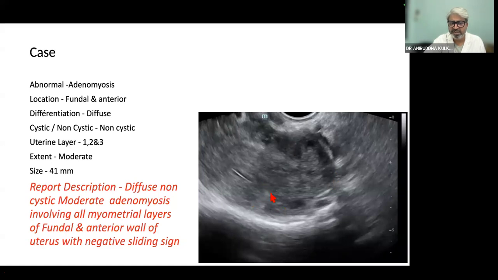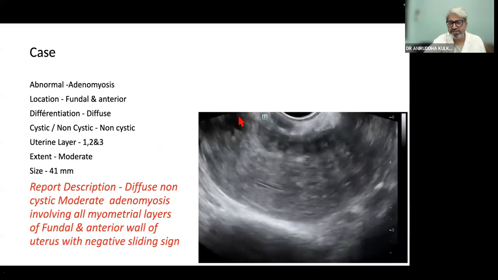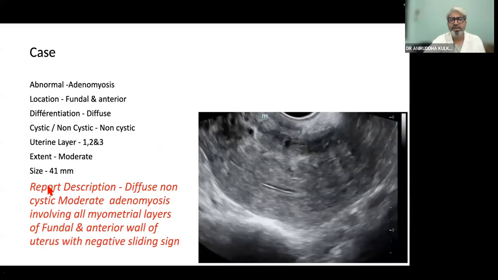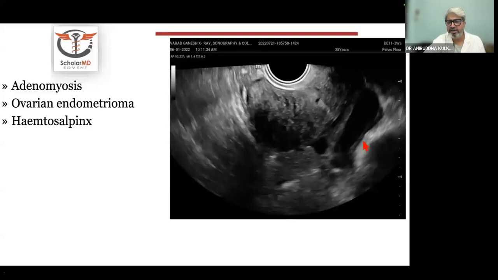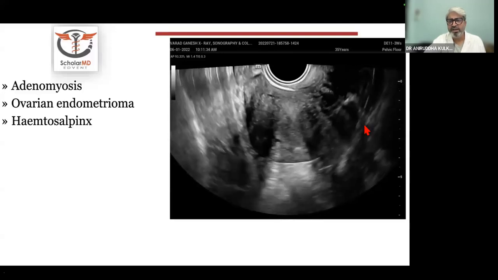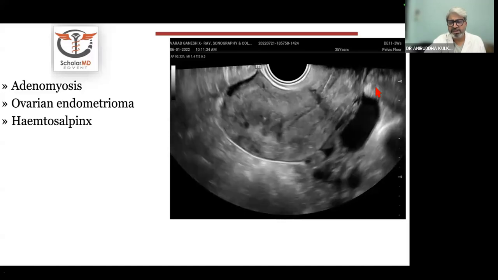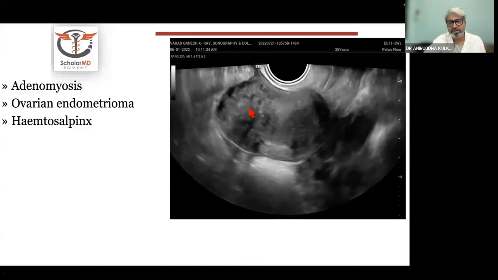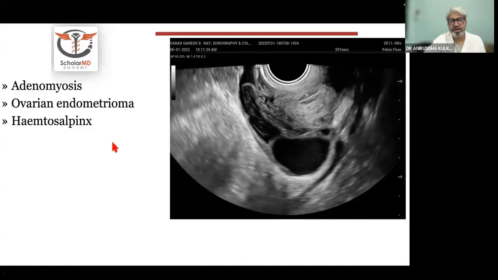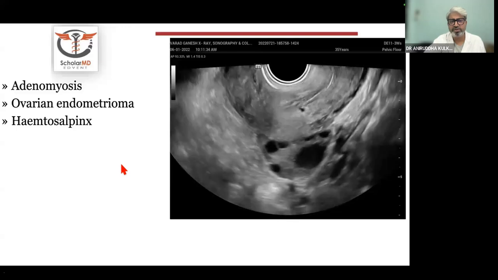Here you can see in the fundal and the anterior wall, all layers are involved, with a negative sliding sign, and predominantly it's a non-cystic variation. Now, can you appreciate this? You can see it's a retroverted uterus, classical features. Now, here you can see that there is adenomyosis. I can see that there is an endometrioma on the left side. If I track it down well, it was sometimes confusing with the hematosalpinx on this side, but here I can appreciate that there is a hematosalpinx on the right side very well. So adenomyosis with ovarian endometrioma and hematosalpinx.